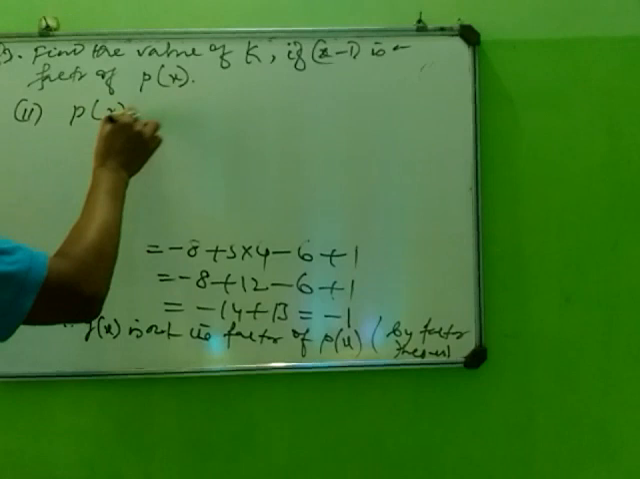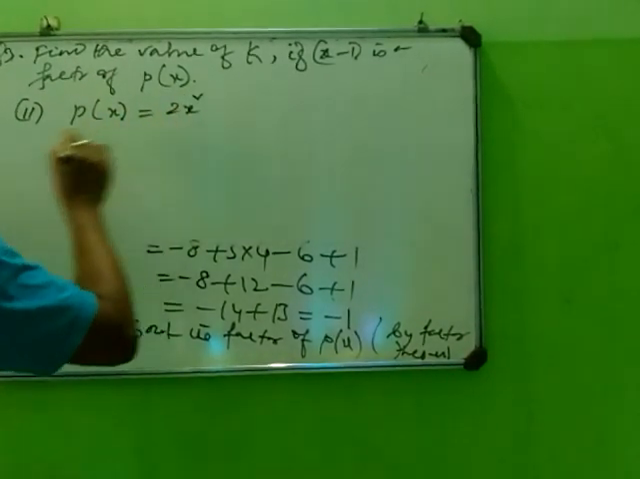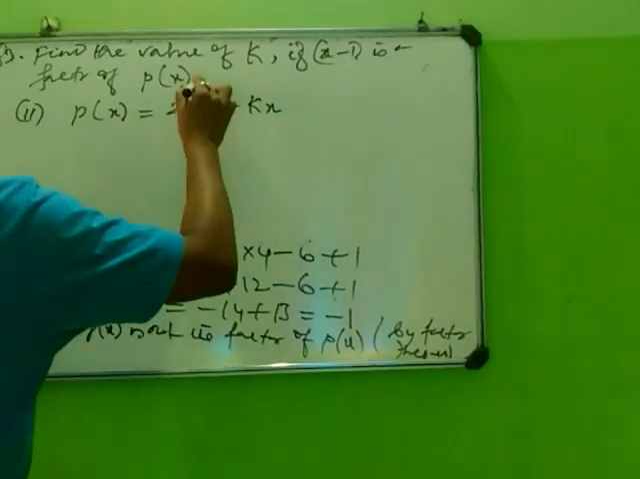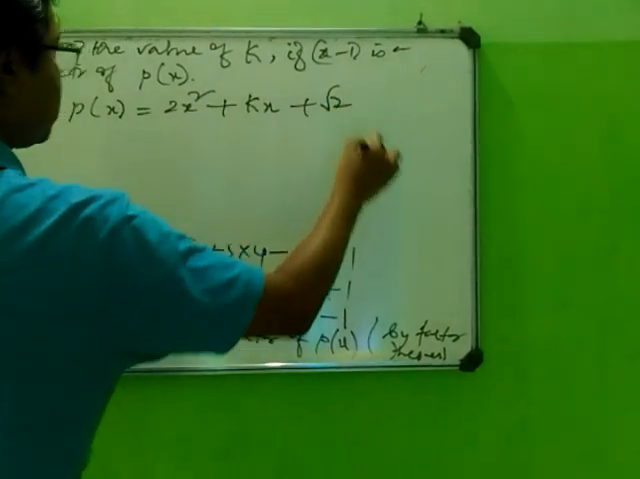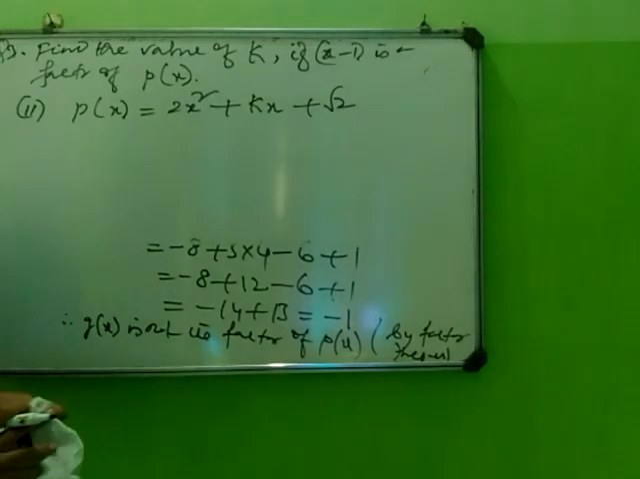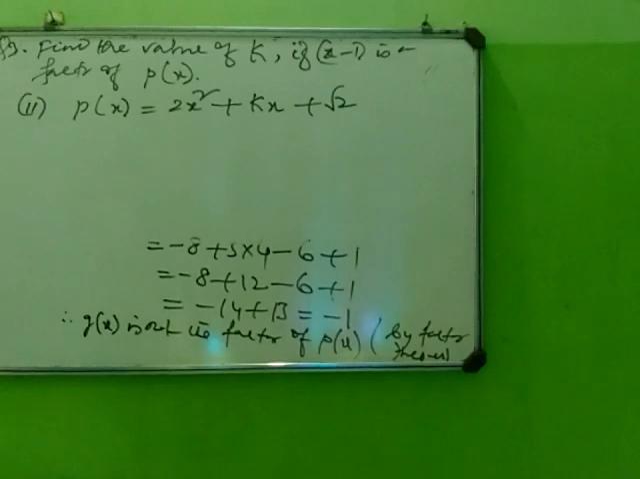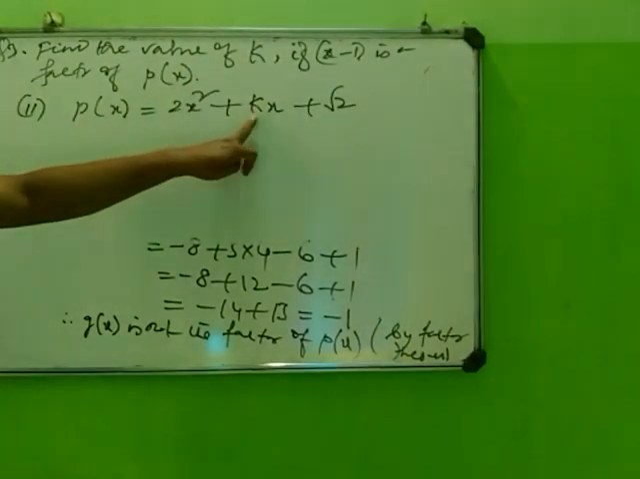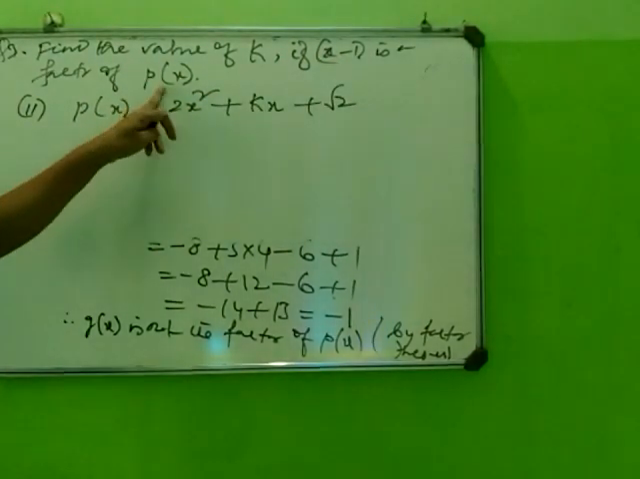P of x equals twice x squared plus kx plus root 2. So the questions are a little bit twisted, more or less they are the same. Here they have asked you to find the value of k. Find the value of k, if x minus 1 is a factor of p of x.